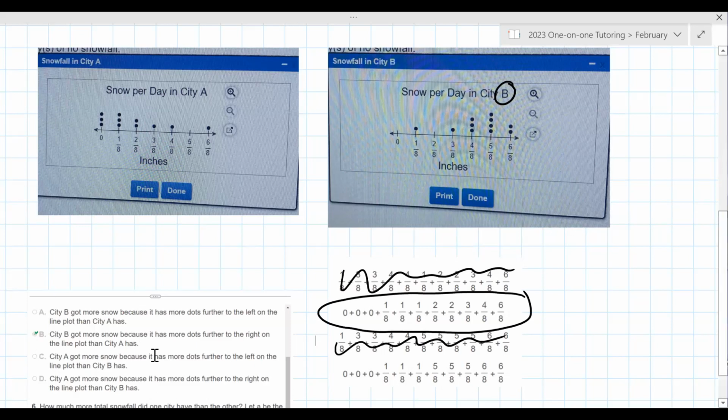So that's the first part. The next part is we actually have to add these up. We actually have to add up all those numbers. So that's why you've been learning all this fraction stuff. So you want to choose the option that you got.